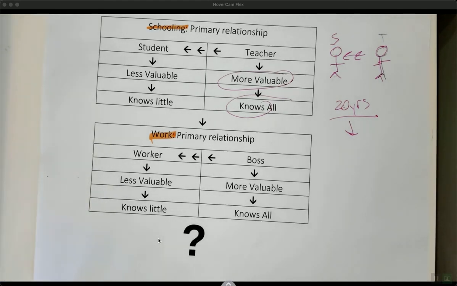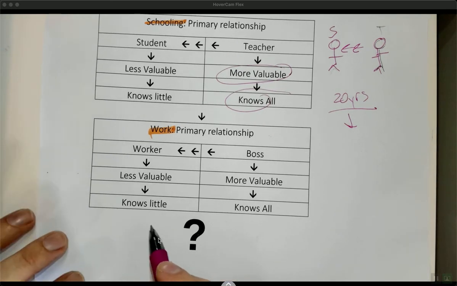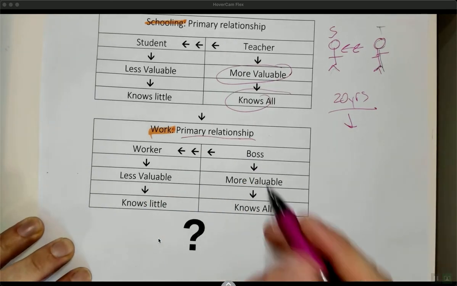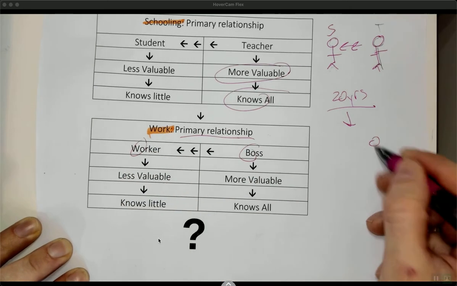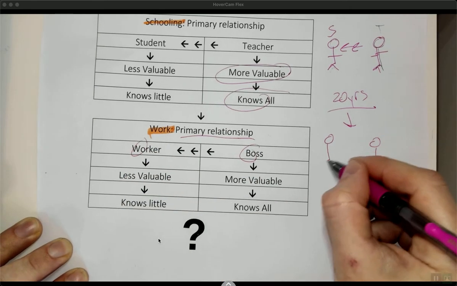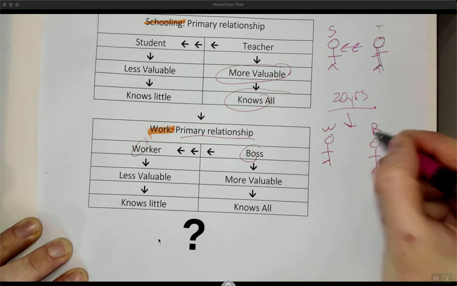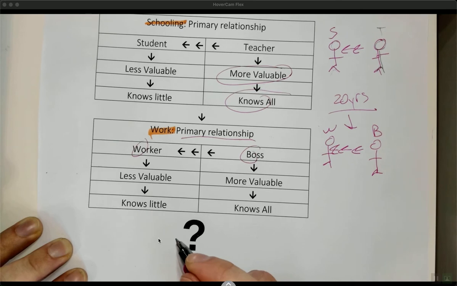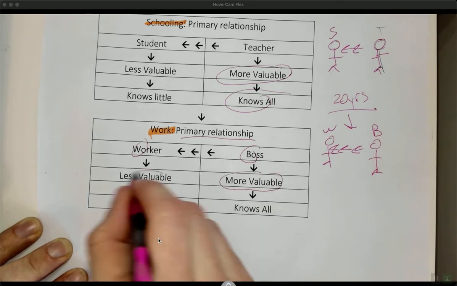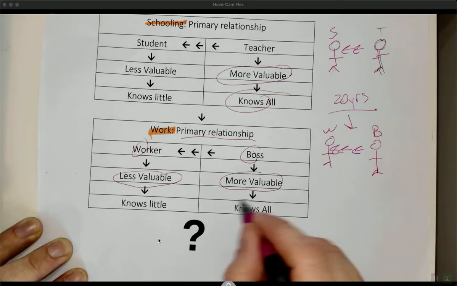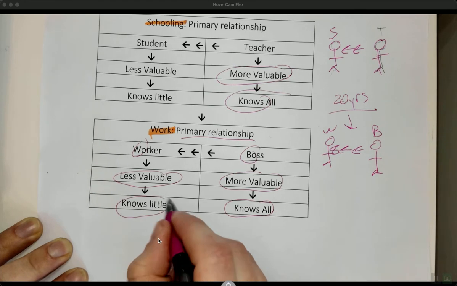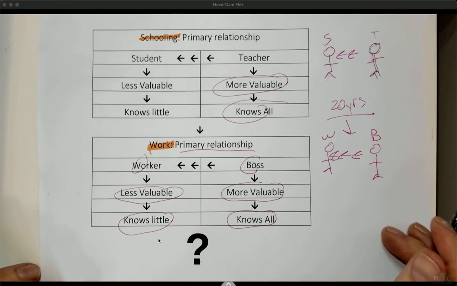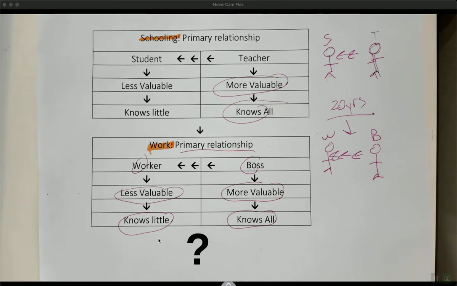So you graduate, go into the workforce, and many of us may have already done so. What is the next primary relationship that we experience in the workplace? A boss and worker. So what does that look like? W for worker, B for boss. We get a similar dynamic, right? Where the boss is the one directing the worker. The boss is more valuable, the worker less valuable. The boss knows all, and the worker knows little. And perhaps, unlike in schooling, if you question the boss's intentions or knowledge, you could lose your job, right?